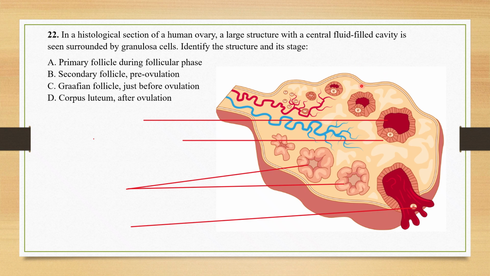This is the Graafian follicle. So here the right answer is Graafian follicle just before ovulation. And what are these? These are corpus luteum, which secretes progesterone. And this one is the secondary oocyte.